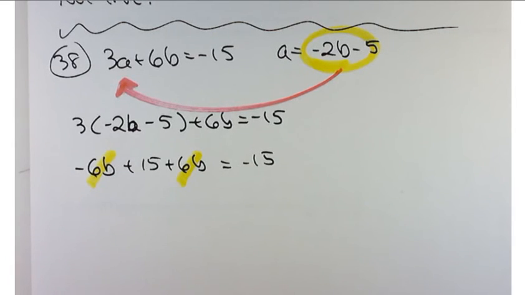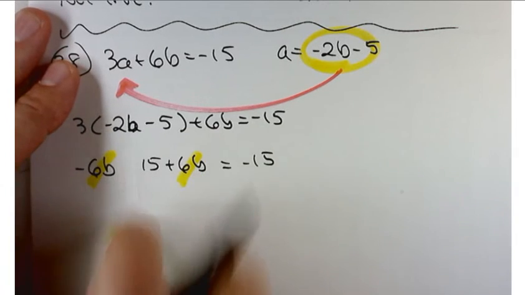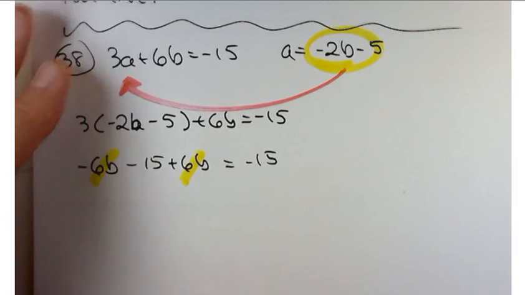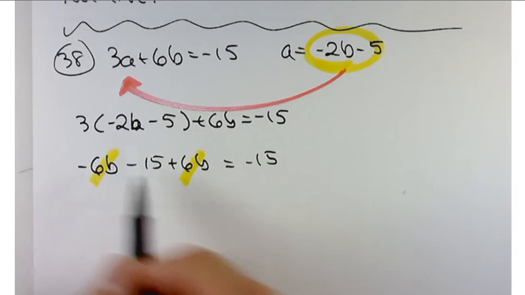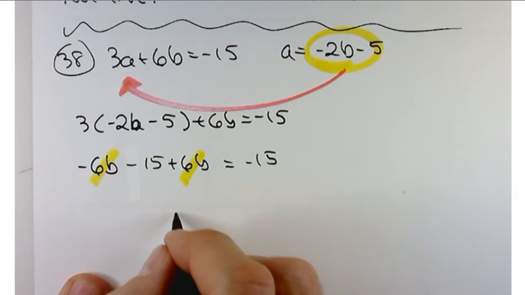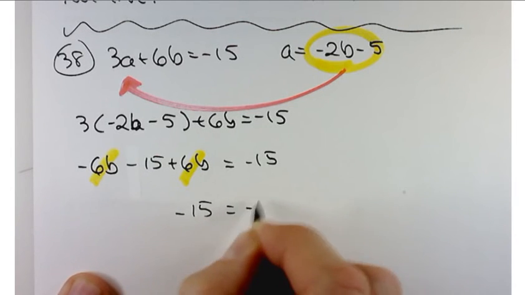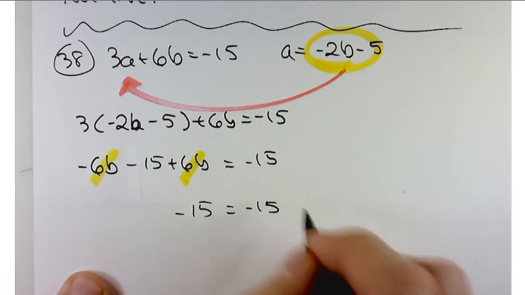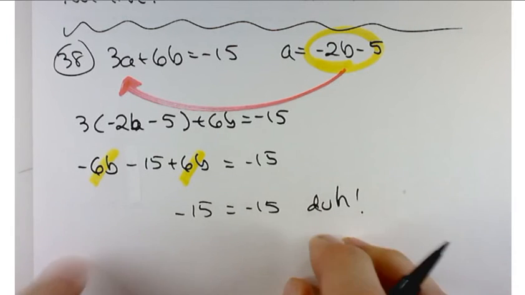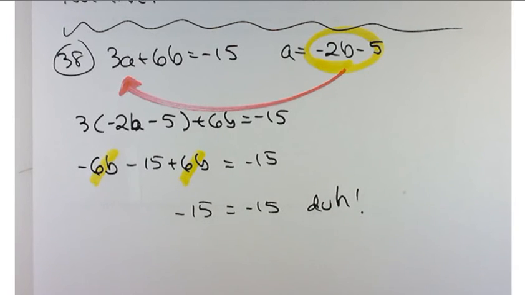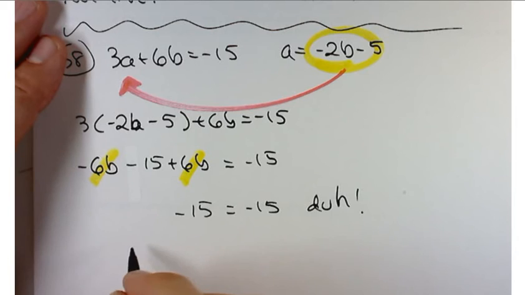Man, I'm glad this section is almost over. That's a negative 15. These cancel each other out. I'm left with negative 15 equals negative 15. Well, duh. Negative 15 does equal negative 15. But what's that saying about my solution? It's the same line.